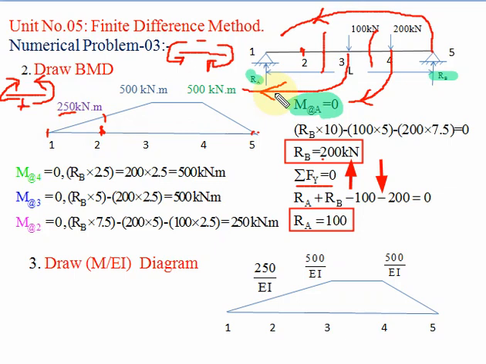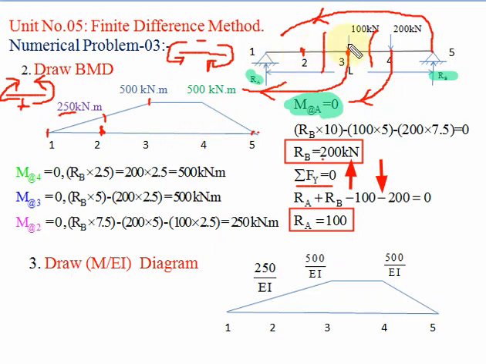Then at node 3, what will be the value now? The value of Ra is 100, so 100 into 5. How is it acting? It is acting like this, so the nature will be plus. So 100 into 5 is 500. The value is 500 at node 3. Are you getting it or not?